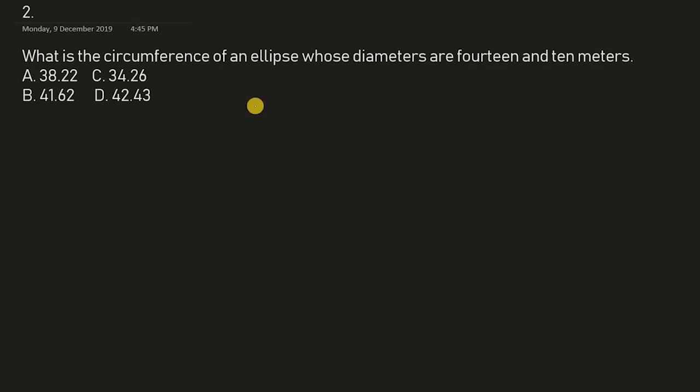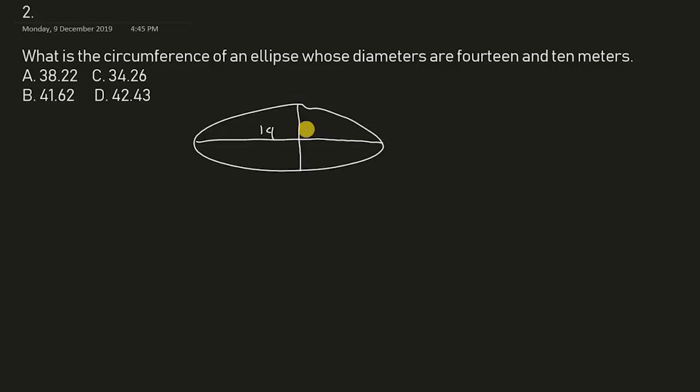What is the circumference of an ellipse whose diameters are 14 and 10 meters? Basically, when he says diameters, those are the major and minor axis. So, when we have an ellipse like that, one diameter, the longer one, is 14 and the other is 10. So, if that's 10, this is 5. This is 5, and if this is 14, that's 7, and this is 7. Now, what is the circumference of this ellipse?